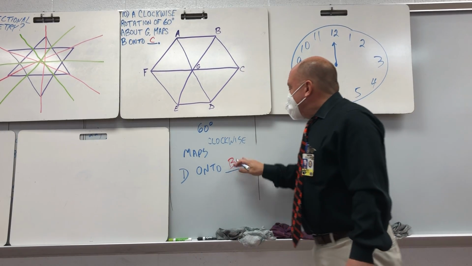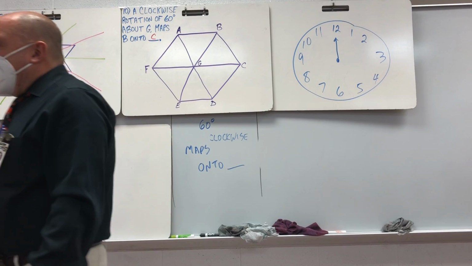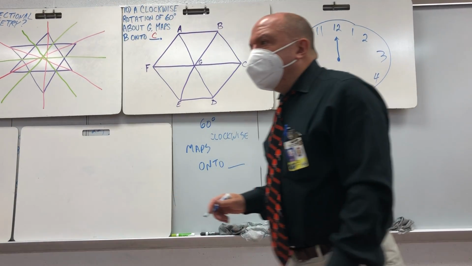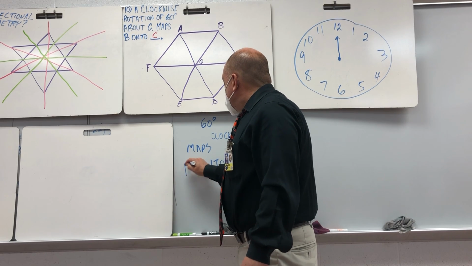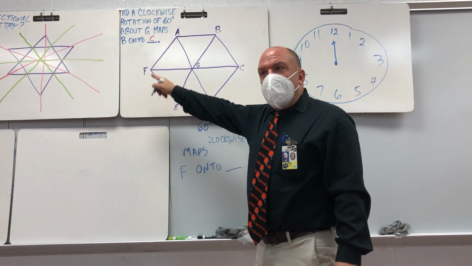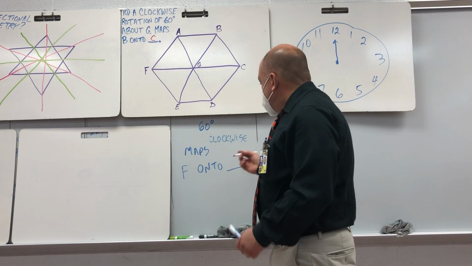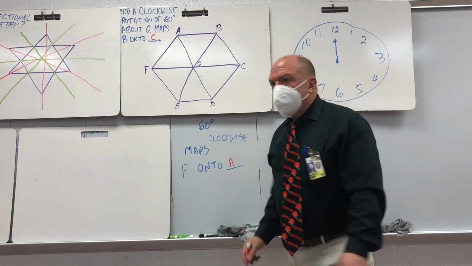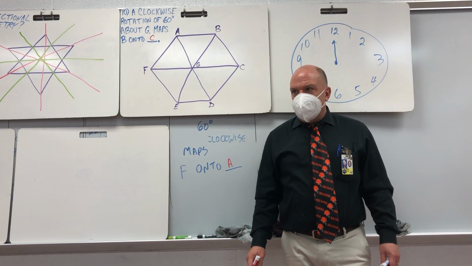60 degrees clockwise. Shay, give me a letter. Any letter. F. 60 degrees clockwise maps F onto what? A. Very good. Are you with me? Can I have another nod, please? Are we good?